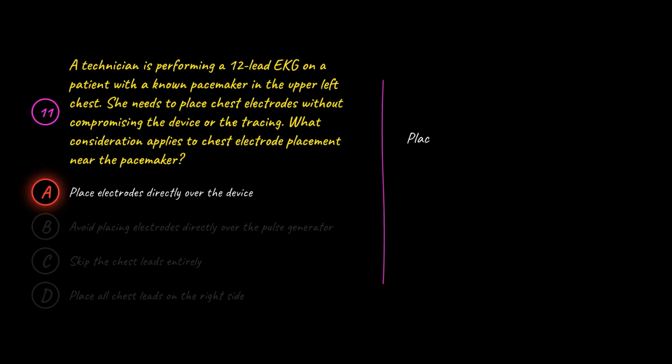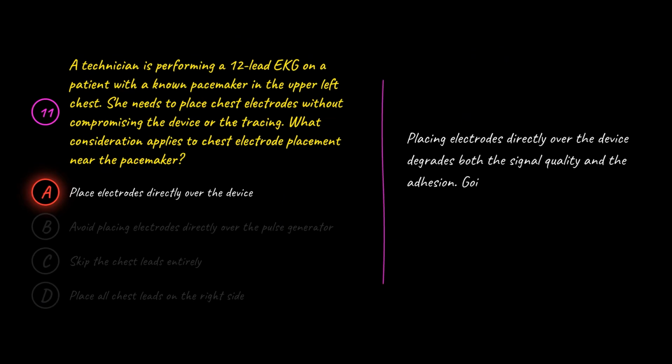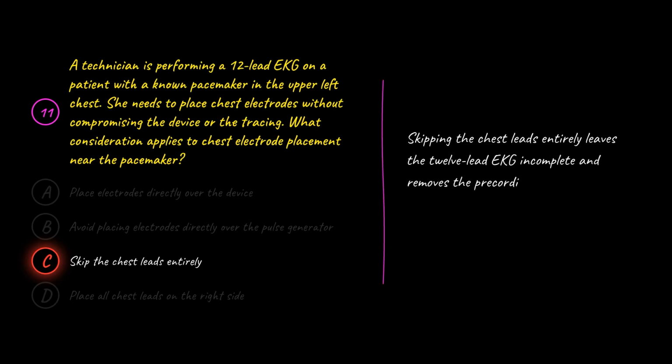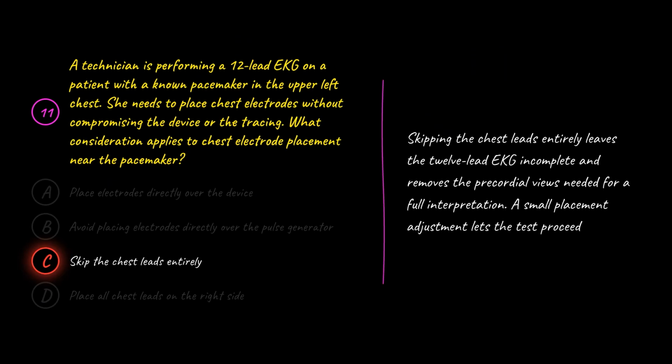A is wrong because placing electrodes directly over the device degrades both the signal quality and the adhesion. Going on top of an implant is the exact placement to avoid in pacemaker patients. C is wrong because skipping the chest leads entirely leaves the 12-lead EKG incomplete and removes the precordial views needed for a full interpretation. A small placement adjustment lets the test proceed normally.